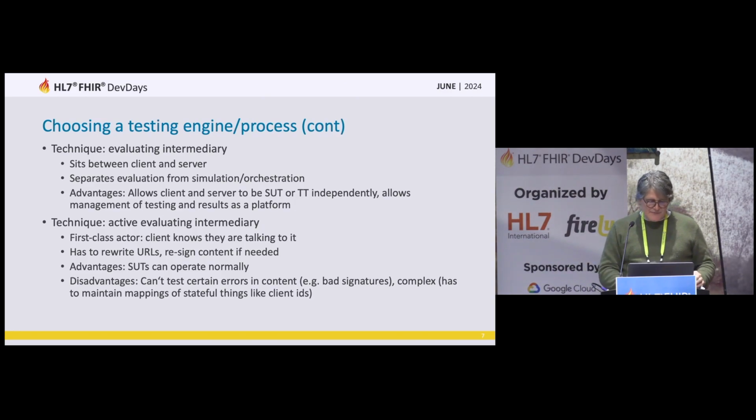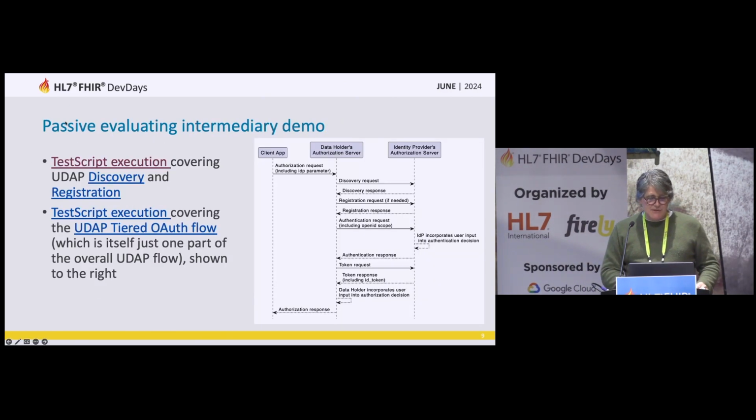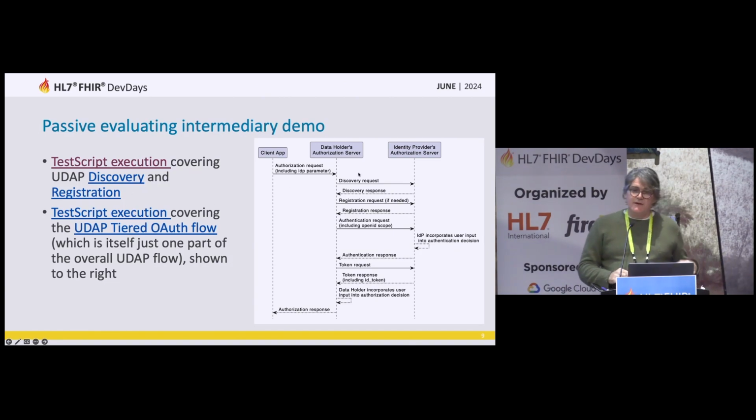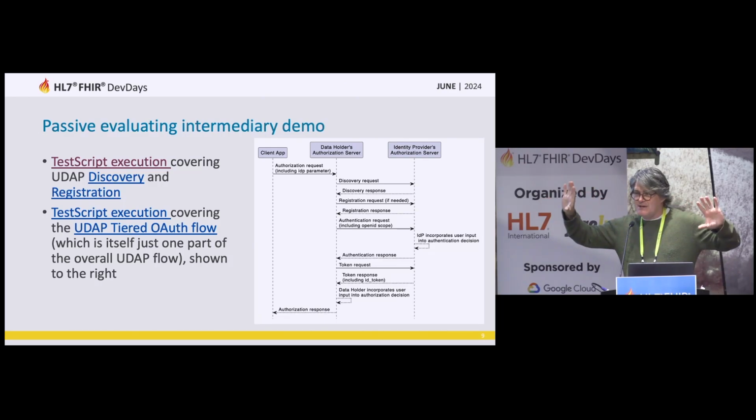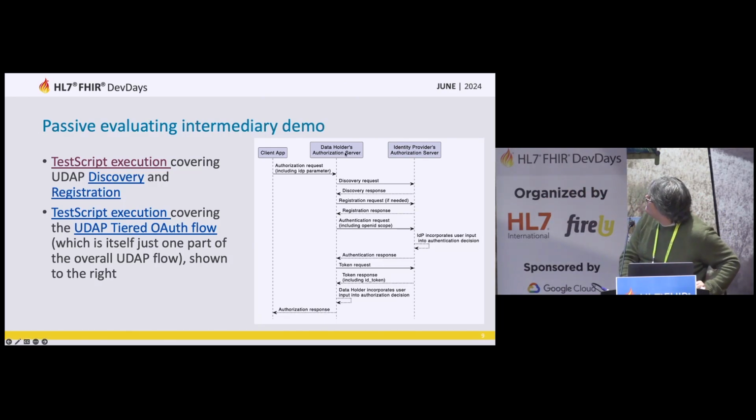So what I'm going to do, then, is jump ahead and show you something real quick. This is a TestScript execution covering the UDAP tiered OAuth flow, and there are actually 3 clients in this, and something like 4 servers. You have a client app, which is a RESTful client and a user agent. And in some cases, the RESTful client is actually running in the cloud, so they're on two machines. Then you have the data holder in the middle, acting as its own client as well as a server.